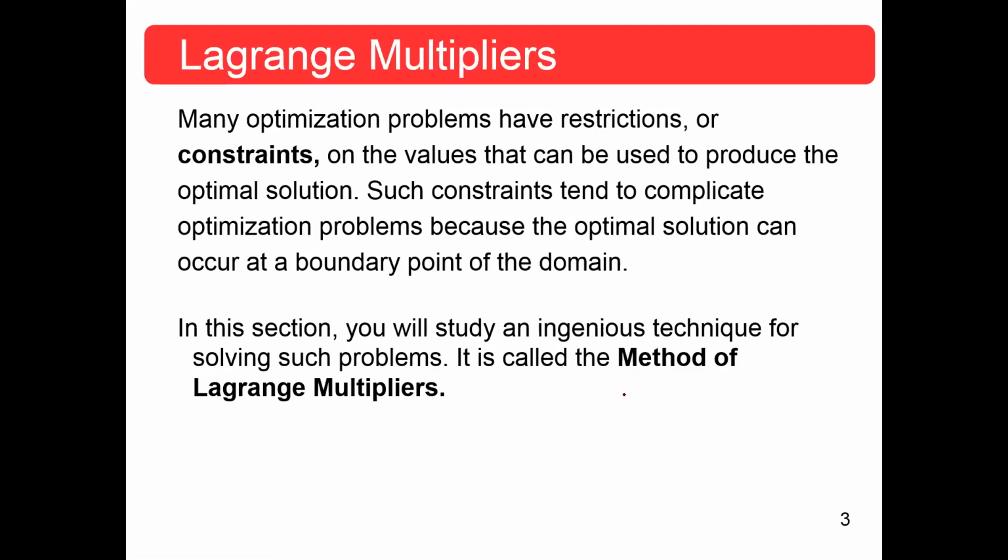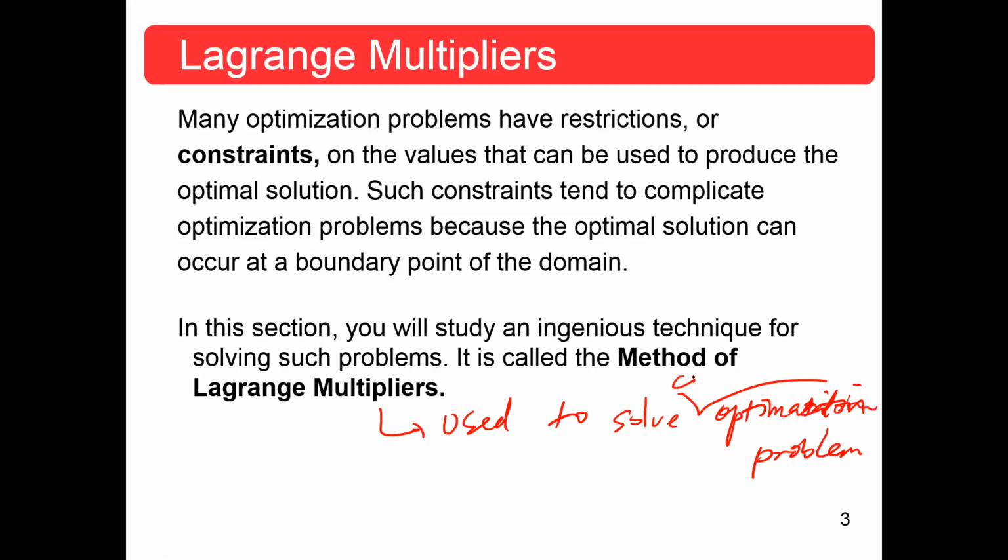So in short, this method of Lagrange multiplier is used to solve optimization questions. But this optimization problem comes with a constraint. So it's called a constrained optimization problem. We're going to first look at what is considered to be a constrained optimization problem.